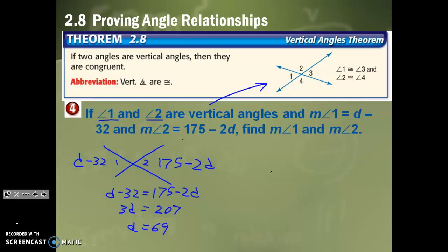So I can go plug them back in. Now, that D equals 69 is not the answer. We have to plug that back in. So angle 1, D minus 32, is 37. And if we do that with angle 2, 2 times 69 is 138, and 175 minus 138 is going to give us 37 also.